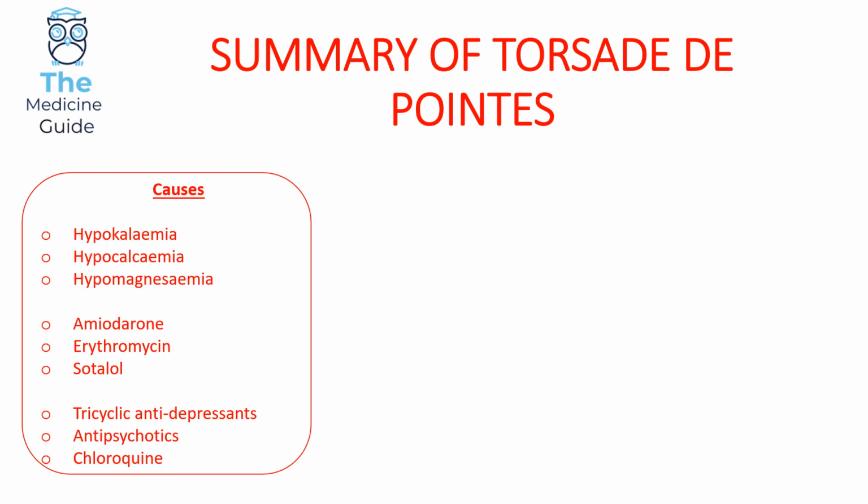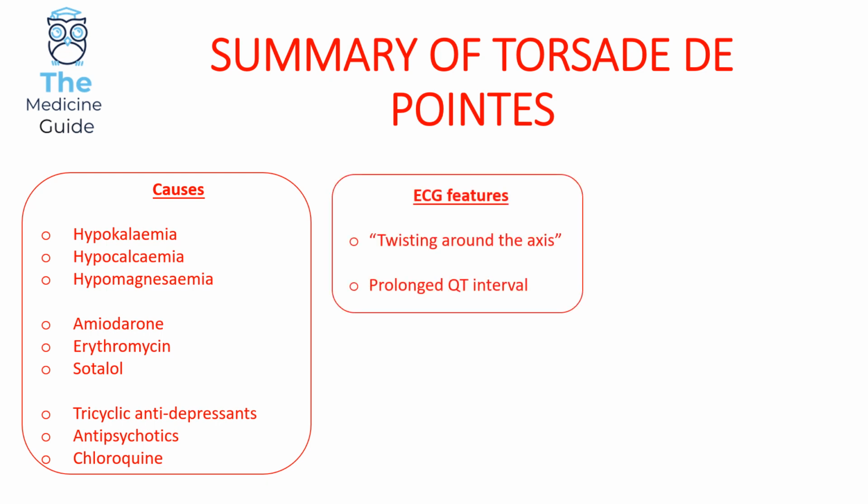Other causes of torsade de pointes involve amiodarone, erythromycin, sotalol. Also, tricyclic antidepressants, antipsychotics and chloroquine can also lead to torsade de pointes. So that's why, in terms of monitoring patients who are taking certain medications, an ECG would be really useful in patients who are taking the above medications. So, like I said, torsade de pointes ECG features involve twisting around the axes, and it's associated with a prolonged QT interval.